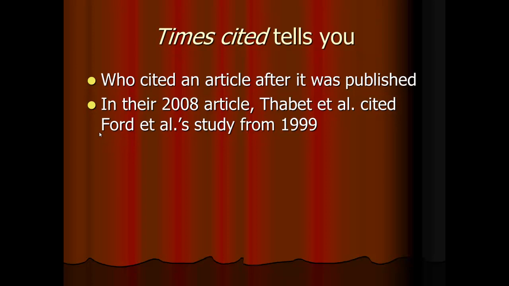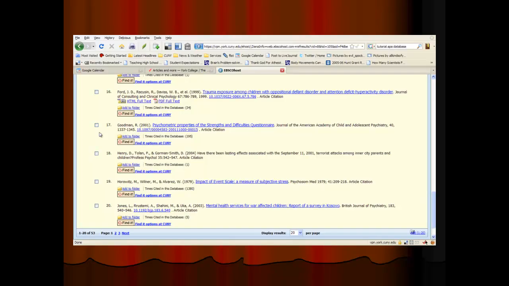Times cited tells you who cited an article after it was published. As I said before, in their 2008 article, Thibet et al. cited Ford et al.'s study from 1999. And indeed, what I've done is I've clicked through to the reference list of Thibet's article, and I go down, and here it is, number 16, Ford, Trauma Exposure Among Children with Oppositional Defiant Disorder. So, if you have an article that's published, say, in 1999 or 2003, you can see who's been using it after 1999, and that's very useful.